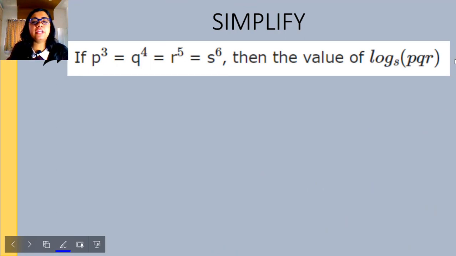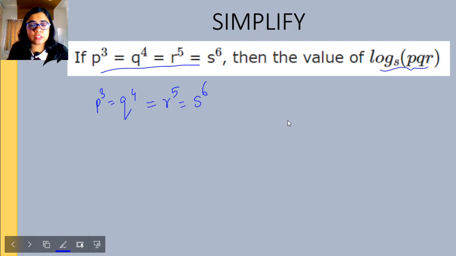This is a very common kind of question seen again in NMAT, SNAP, CAT, also in the past papers. They'll give you a relation, p cube, q raised to 4, r raised to 5, like a relation which they have, if you can see here. And they will ask you a combination of log. Okay? So p cube is equal to q raised to 4 is equal to r raised to 5 is equal to s raised to 6. They're asking you what is the value of this.